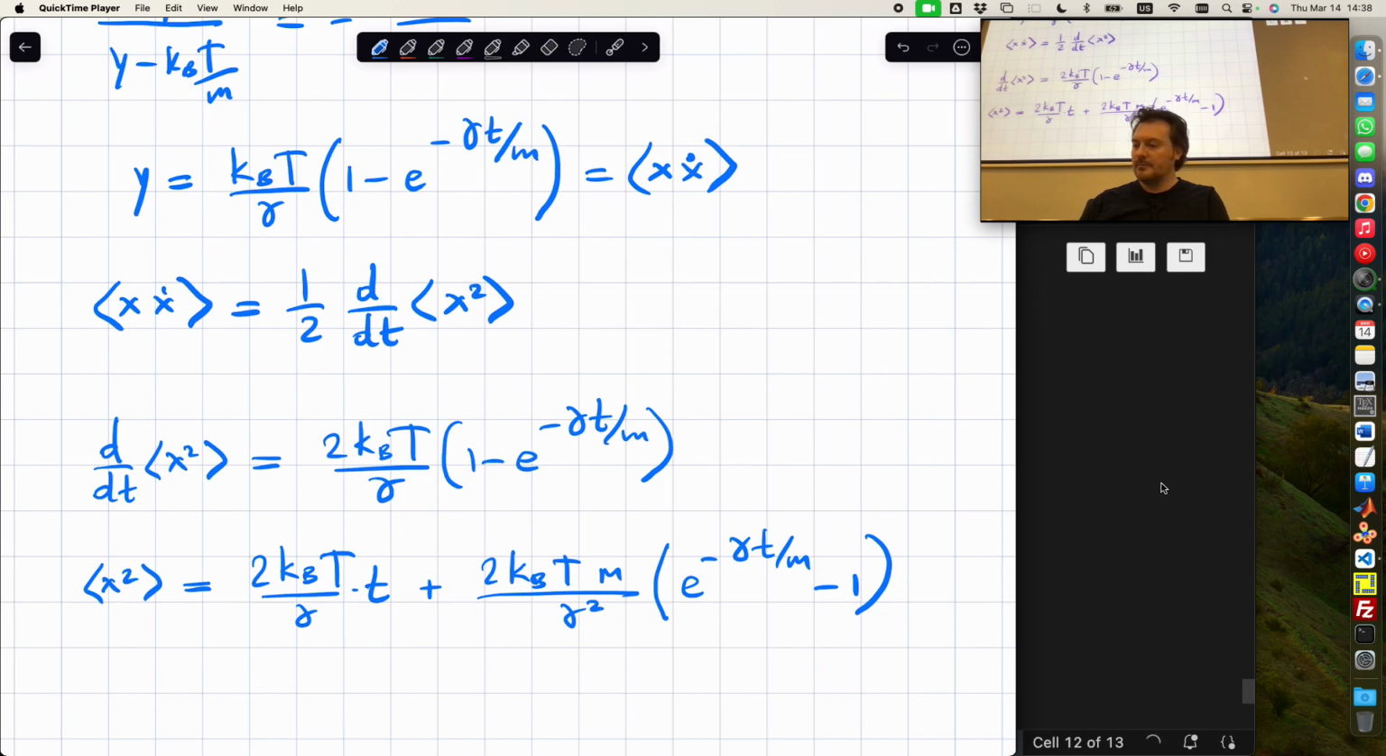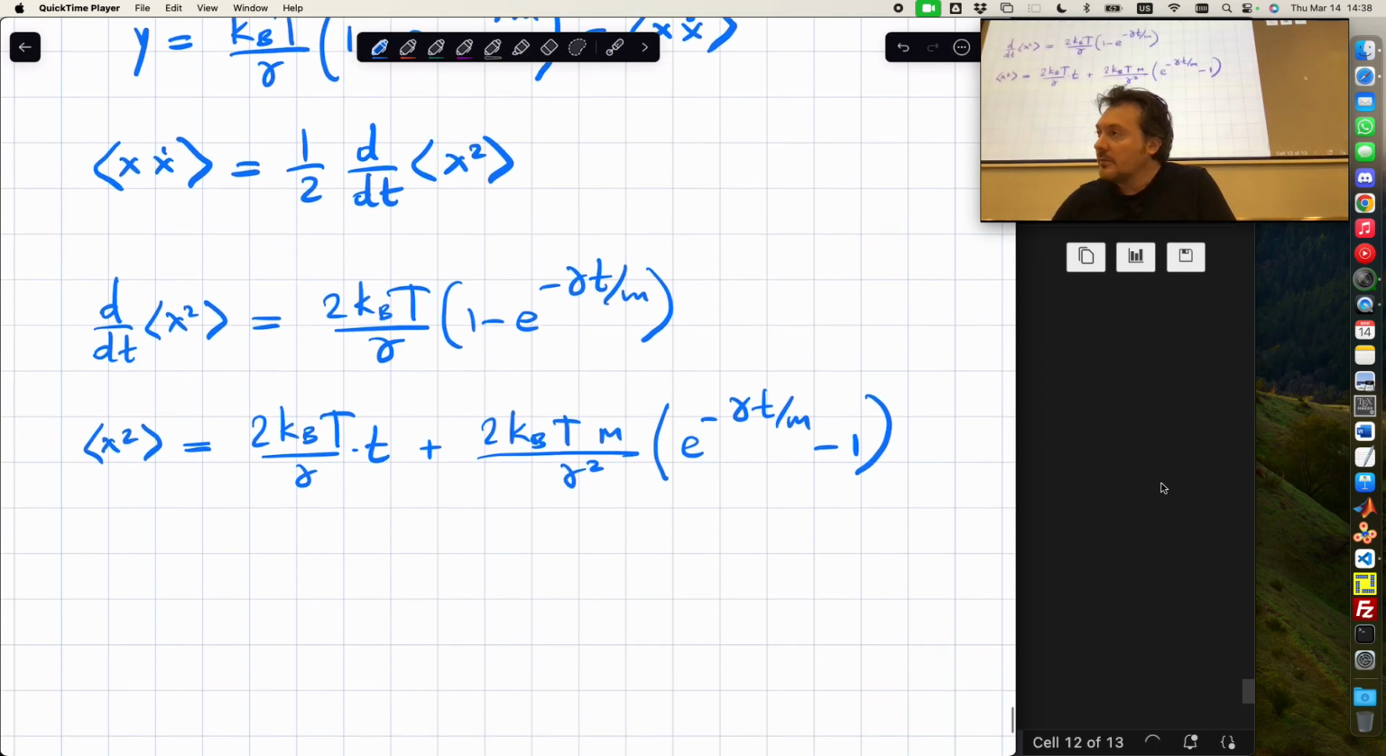I have a question. Sure. Do we know the initial values for them? Yes. The initial value for x squared is 0 because we start from the center. We define it as starting from the center. Very good. Now, these averages, they are taken over an ensemble, right? Yes. Very good.